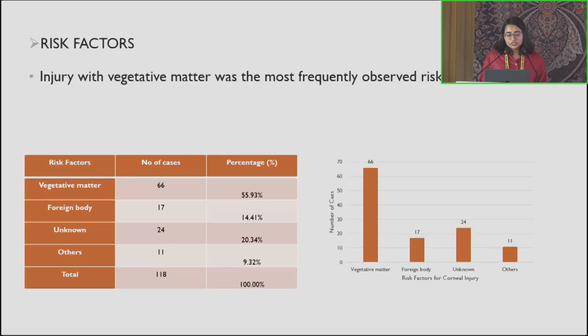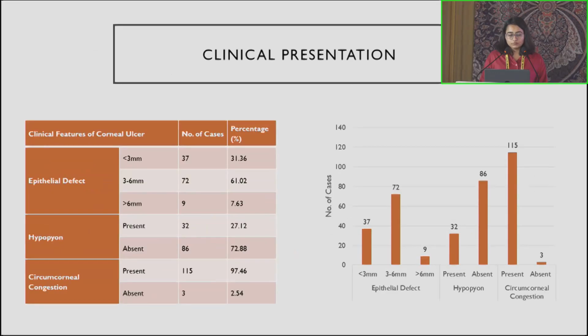Injury with vegetative matter was the most frequently observed risk factor in our study, at 55%. Foreign body included 14%, and any other unknown cause included 29%. On clinical presentation, an epithelial defect of less than 3 mm was noted in 31%, 3 to 6 mm in 61%, and more than 6 mm in 7% of the participants. Hypopyon was observed in 27% of participants.